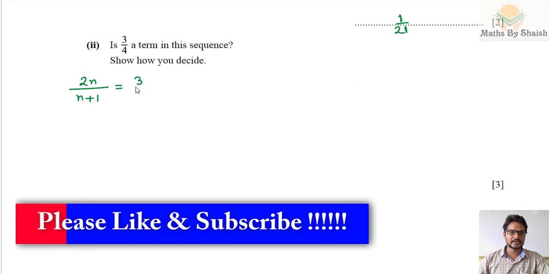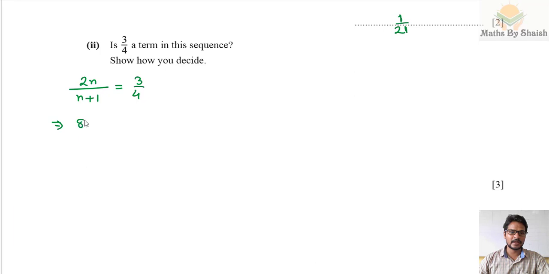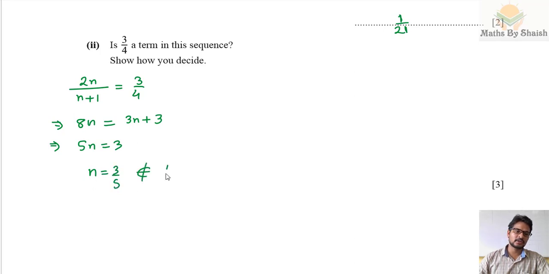So let's put this as 3 by 4 for some n, and then we will simplify. Cross multiply, it becomes 8 times n equals 3 times n plus 3. We cross multiplied and multiplied by 3, and then it becomes 8n minus 3n, 5n equals 3, means n equals 3 by 5, which is not a natural number. So we can say that 3 by 4 does not belong to the sequence.